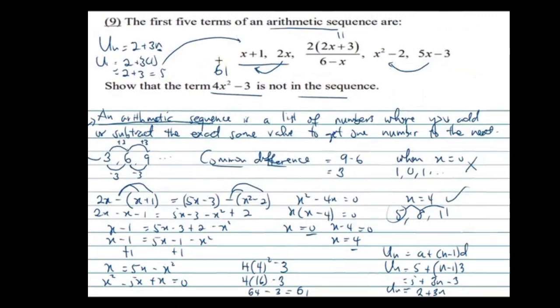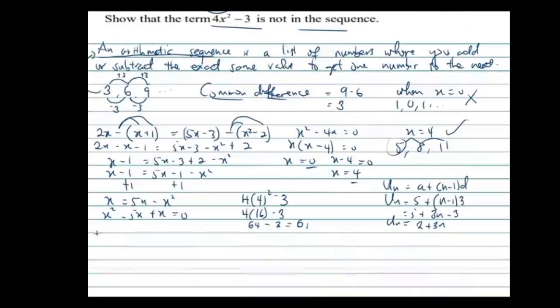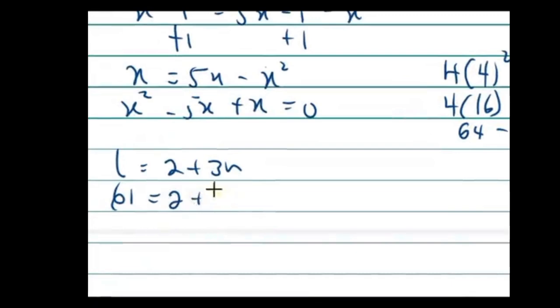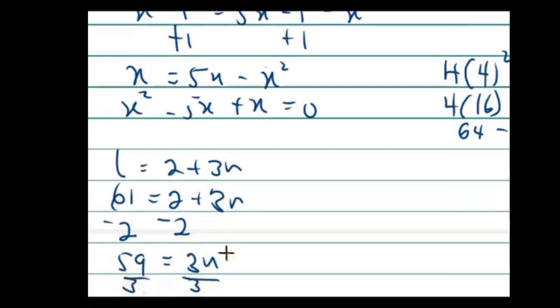But this time I know 61. Let's verify whether we are going to get a certain term for 61. So we can say L is equal to 2 plus 3n. And what is L? We know that this is 61. So we can say 61 is equal to 2 plus 3n. We can subtract 2 on both sides. So we have 61 minus 2, that will give us 59. 2 minus 2 will go to 0, and this is 3n. Divide this by 3, divide this by 3. 3 divides 3, we are left with 1. So n is equal to 59 over 3.